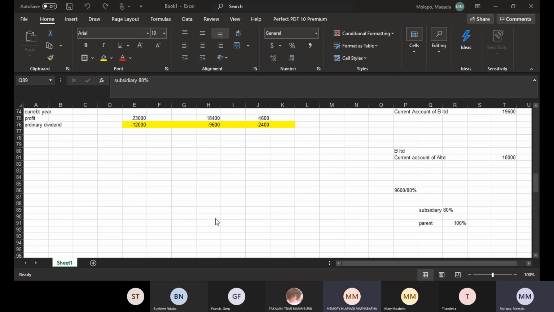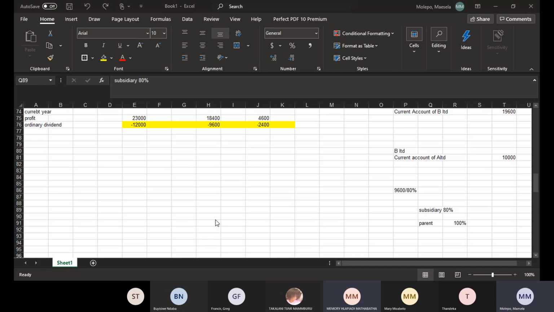Memory. Sorry to take you back. On page 177, I can see that they deducted 9.6. I just want to understand that on profit before tax. On page 170, the profit before tax. Yes, on page 177. Okay.